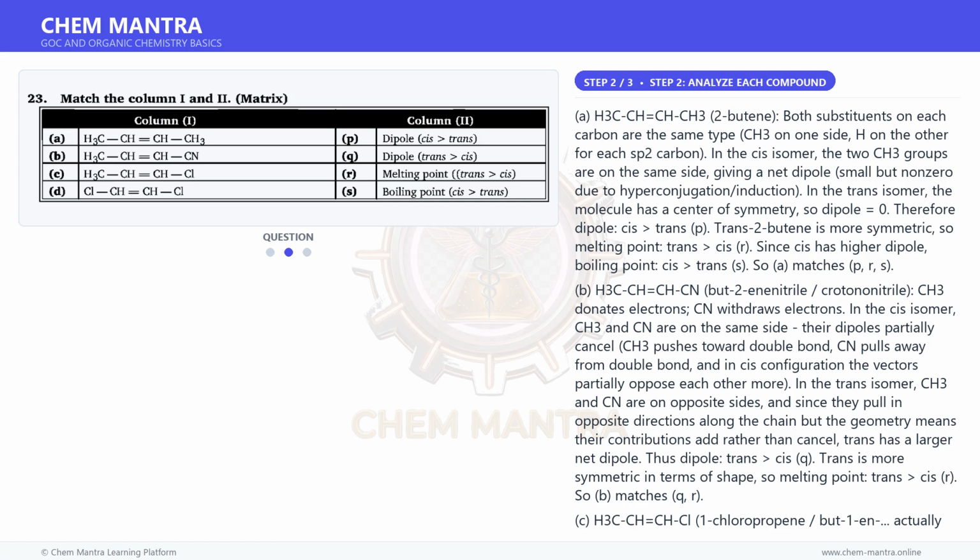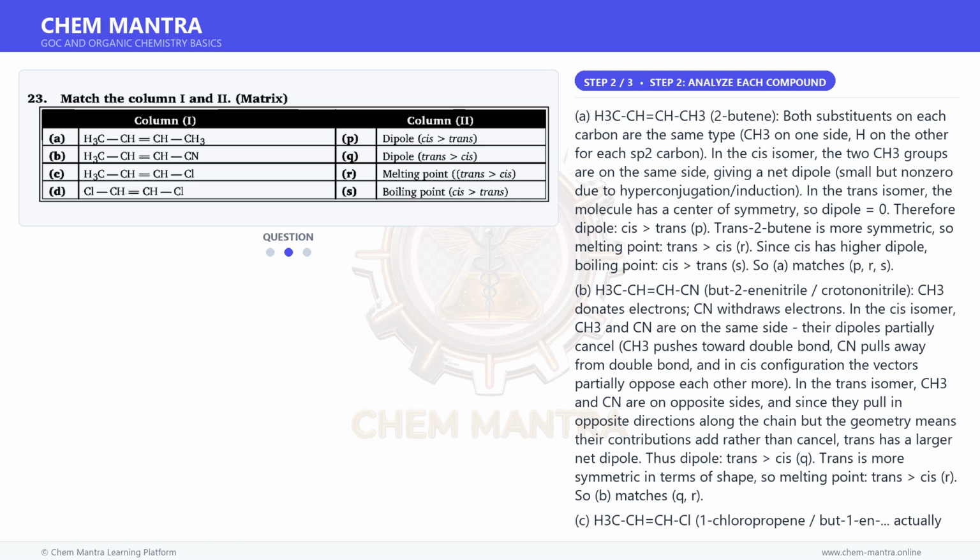Therefore, dipole: cis > trans, P. Trans 2-butene is more symmetric, so melting point: trans > cis, R. Since cis has higher dipole, boiling point: cis > trans, S. So A matches P, R, S.